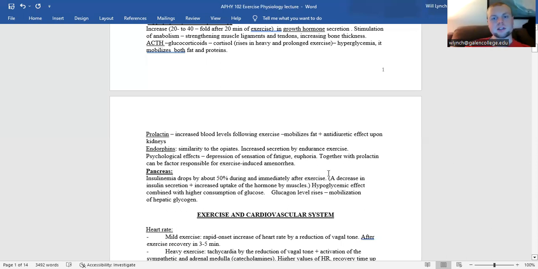Increase this during endurance exercise, right? The psychological effects cause the depression of fatigue, right? Can also increase euphoria. Together with prolactin, it is responsible for exercise-induced amenorrhea, or lack of a menstrual cycle in the female.